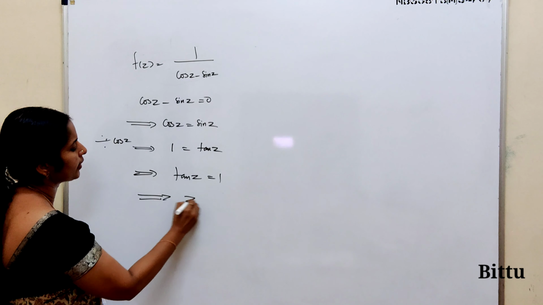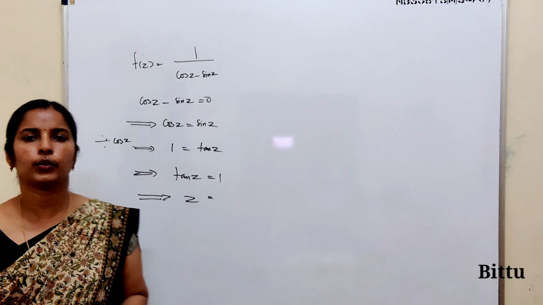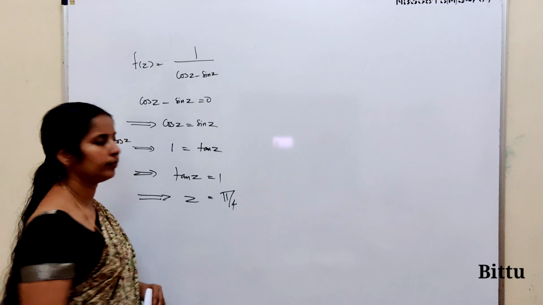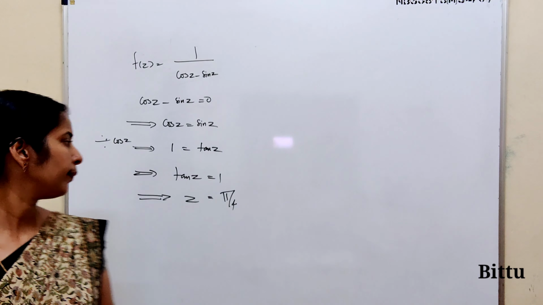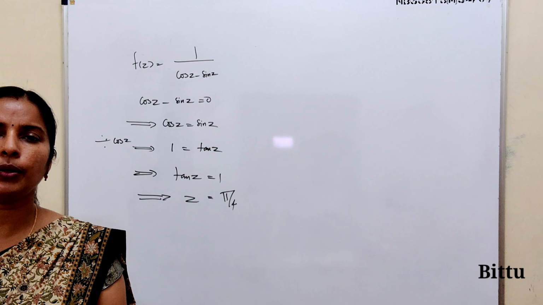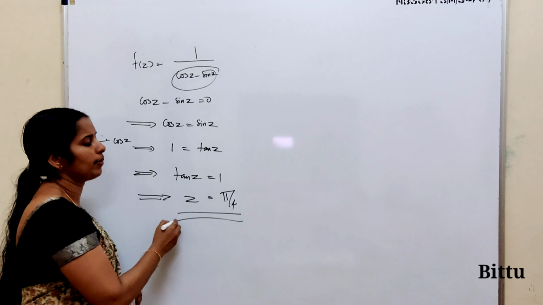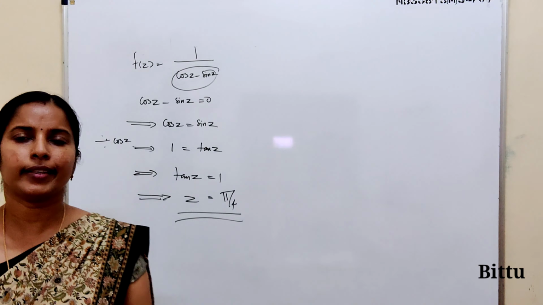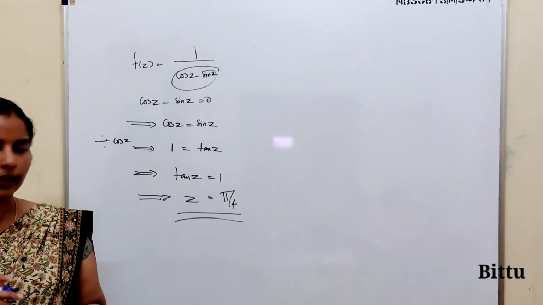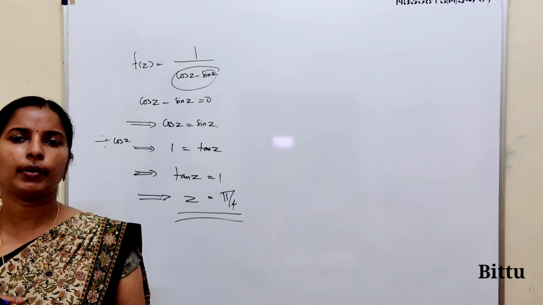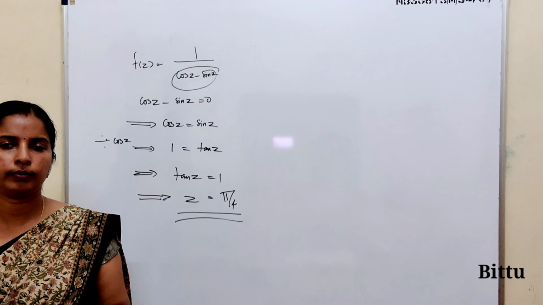So what is z? For which value is tan equal to 1? We are familiar with pi by 4. So tan z equal to 1 implies z equal to pi by 4. So by solving this equal to 0, we have z equal to pi by 4. So its only singularity is pi by 4. Clearly, it is a pole. So its singularity is pi by 4 and it is a simple pole.